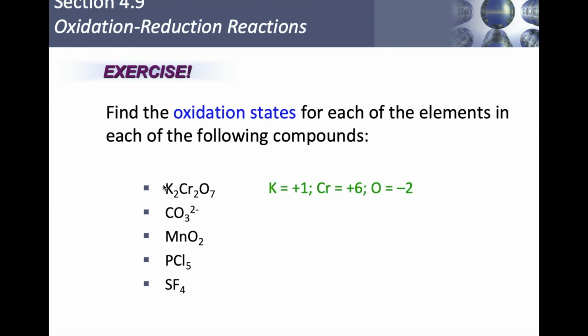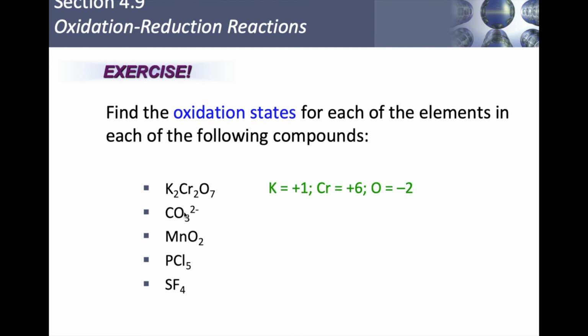K would be 1, because I have 2 of them for a +2 overall. Chromium would be a +6, so that I can have +12. And then oxygen would be -2, and now I have, again, -14. So if I add those all together, 2 + 12 - 14, the overall charge of this entire thing is 0. And notice there's no charge here. Potassium dichromate is just a neutral ionic compound.